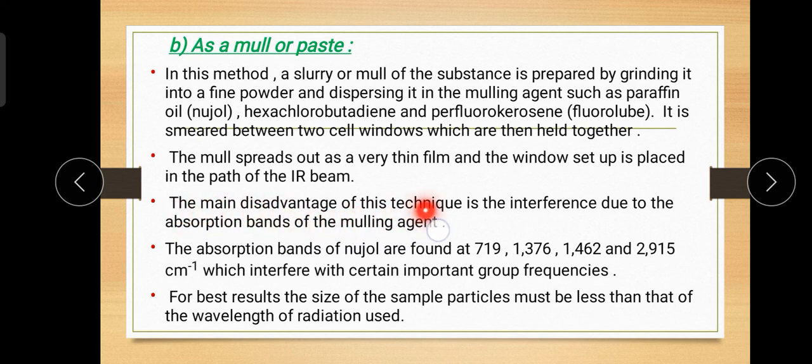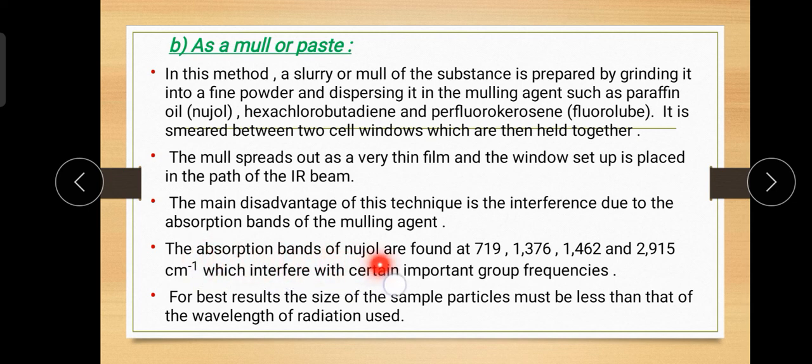The main disadvantage of this technique is the interference due to the absorption bands of the mulling agent. That means due to the mulling agent we get some other, unwanted bands. Our spectra get disturbed due to the use of the mulling agent, and we are not able to get the proper spectra of that particular sample. So this is the disadvantage of this technique.